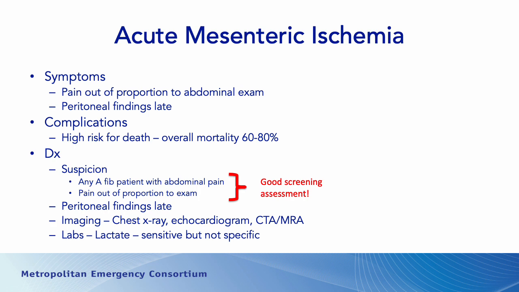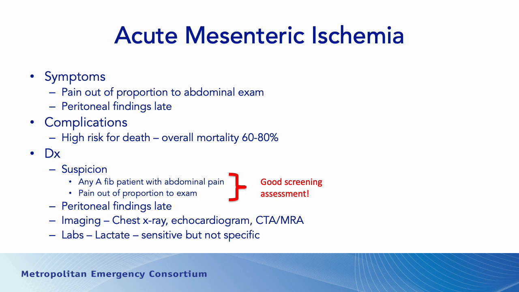Diagnosis, how do we figure that out? Well, again, suspicion is the first thing. For us in the emergency department, any patient with atrial fibrillation and abdominal pain is at risk for acute mesenteric ischemia, or gut that has an inadequate blood supply. So atrial fibrillation, particularly if the patient has pain out of proportion to exam, that's a good screening assessment. You don't need any tests to identify the patient as being high risk for mesenteric ischemia. Again, those peritoneal signs like guarding, rebound, significant distension come late. By the time those things are present, the patient's pretty much on their way to dying.